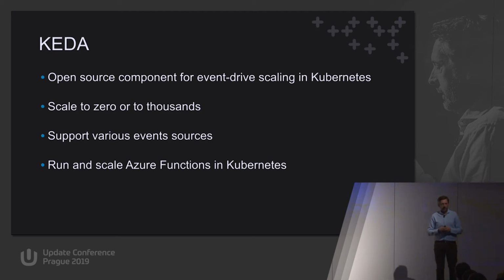So KEDA tries to bridge this gap by making it easy to scale deployments in Kubernetes from 0 up to the amount that you can host in your cluster, really. And it supports a lot of various different event sources, and I will show you that in a second. What it also does is make it very easy for you to run Azure Functions inside Kubernetes, run and scale them. Is anybody using Azure Functions here? Only a few of you.